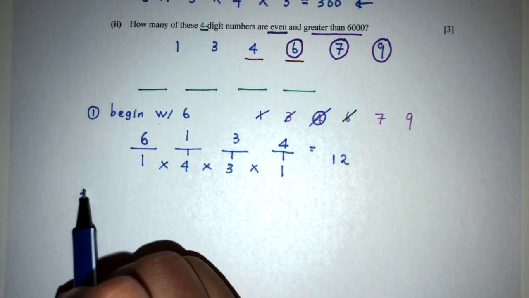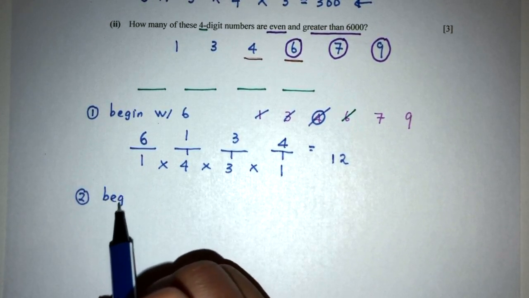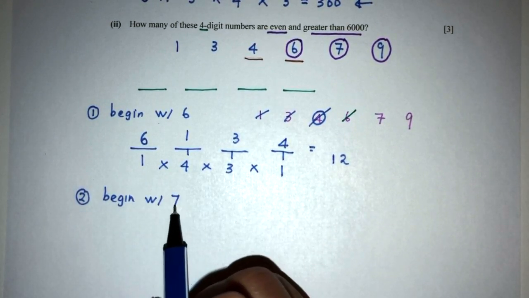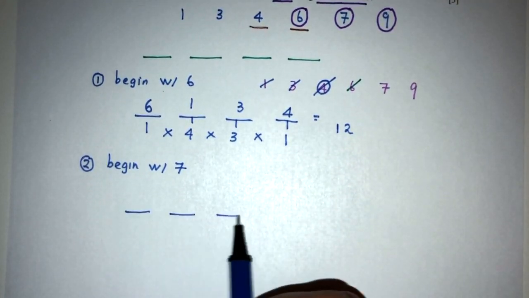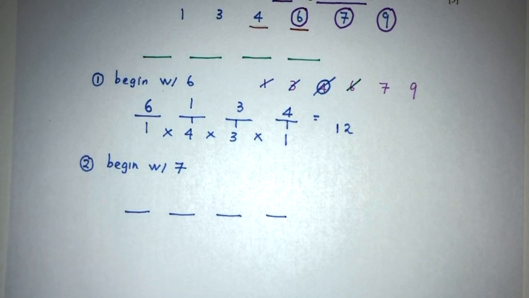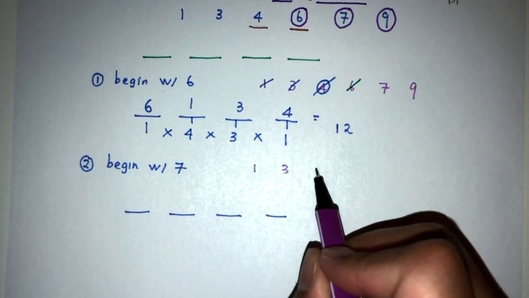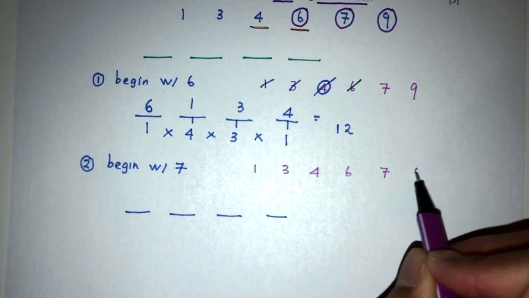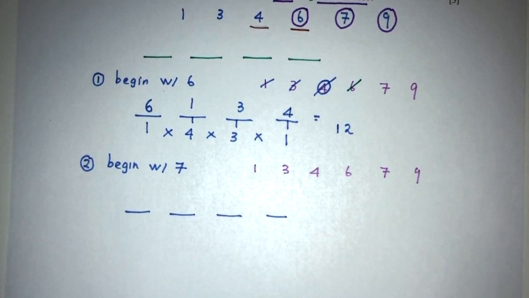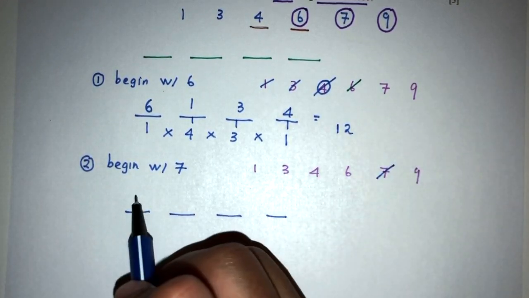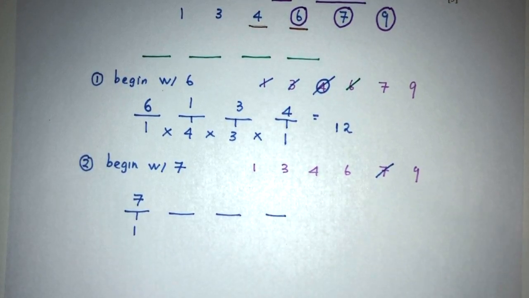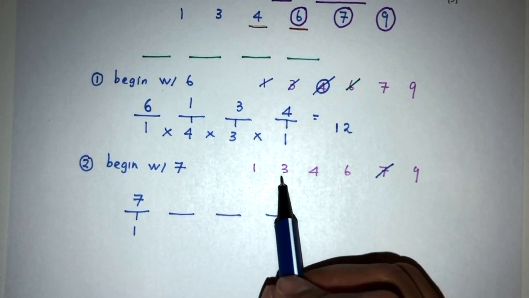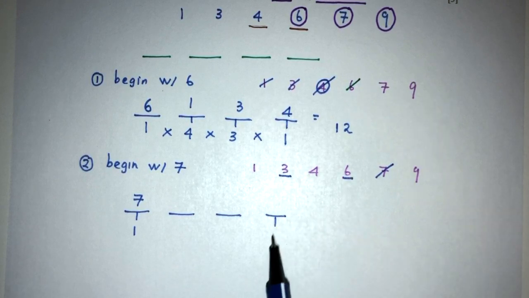Now case number 2. What if we begin with the next one? Begin with 7, right? Again, same steps. We have 4 spaces. The numbers are given to you as 1, 3, 4, 6, 7, 9. Now again, we have only one 7. So we have only one choice of using that 7. Now for the number to be even, we can end with 4 or 6. So we have 2 choices now.